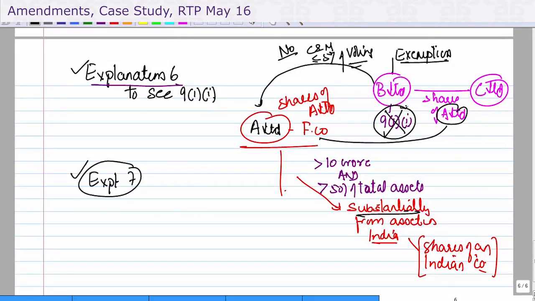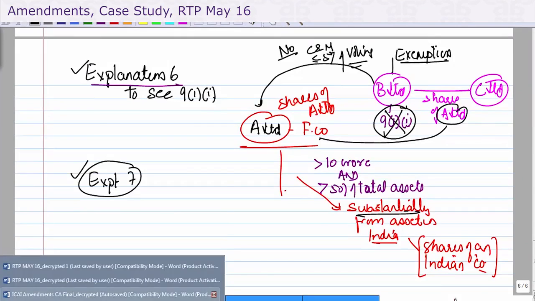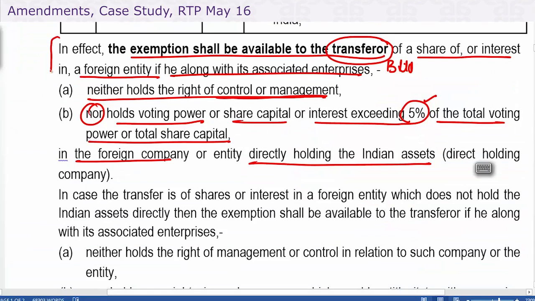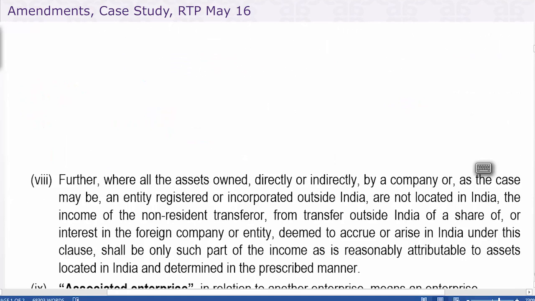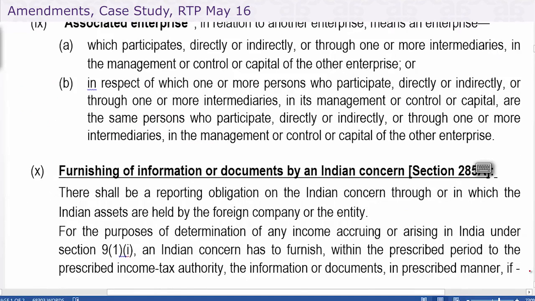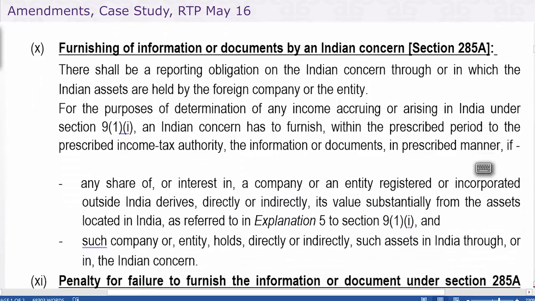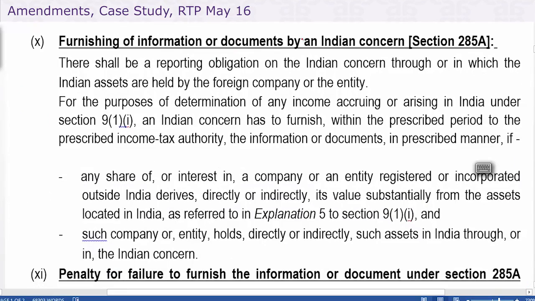So on page number 19, you can mark just this part. This is page number 19. The rest you can ignore, children. On page number 20, point number 10, furnishing of information. Now, just a brief, we will remember furnishing of information or documents by an Indian concern.